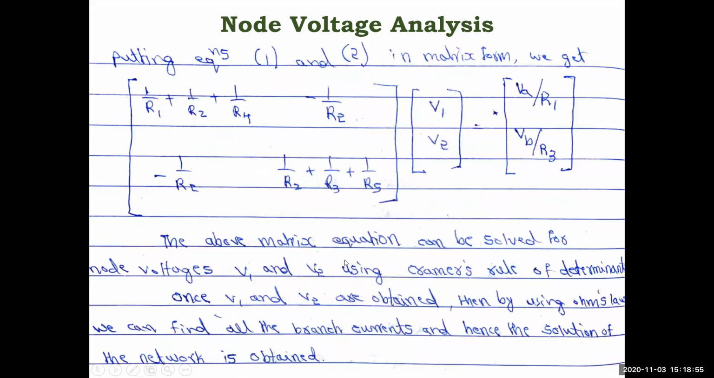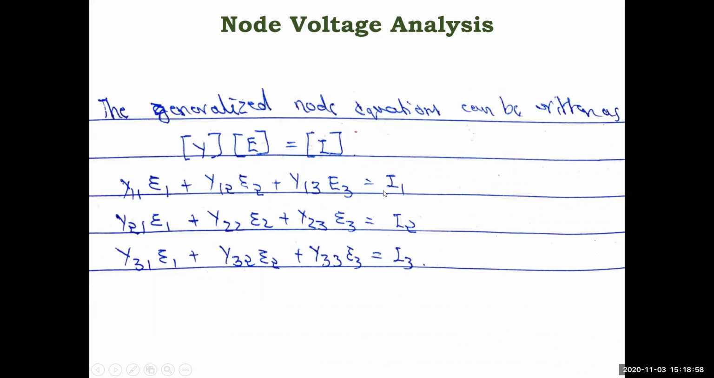Node voltage analysis. The generalized node equation can also be written, as we showed in the case of mesh analysis. In mesh analysis, we wrote the matrix Z into I equal to E. That is Ohm's law, E means V equal to IR, but in complex notation, where Z means R plus jX. Now the reciprocal of impedance is Y, which we call admittance, and in node voltage analysis the equation is Y into E equal to I.